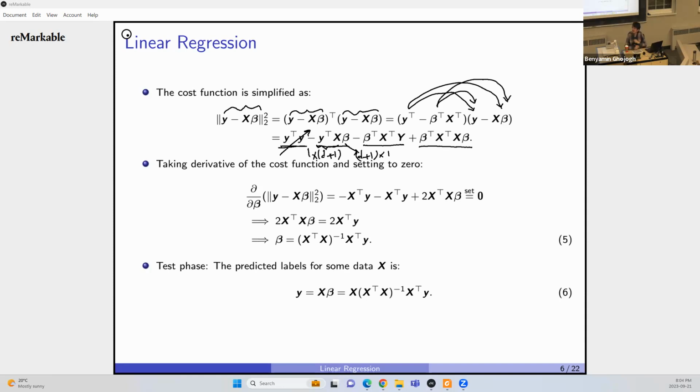And I know that the derivative of this scalar with respect to beta must be a d plus 1 dimensional vector, so d plus 1 by 1. Y transpose X is 1 by d plus 1, so I should transpose it. So I should put X transpose y, which is a column vector, because y transpose X is a row vector.